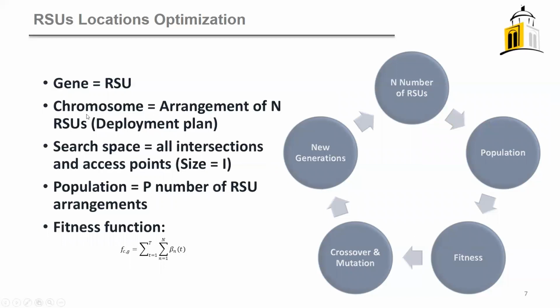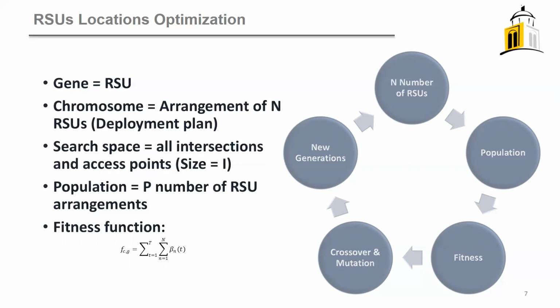So the way we map this to our problem, a gene was represented as a roadside unit. A chromosome is an arrangement of n number of roadside units, or we call it a deployment plan. The search space in which we're trying to deploy our roadside units is all the intersections and access points in the network, and these are the potential locations where we can deploy the roadside units. And the population is p number of roadside unit arrangements, or p number of deployment plans.